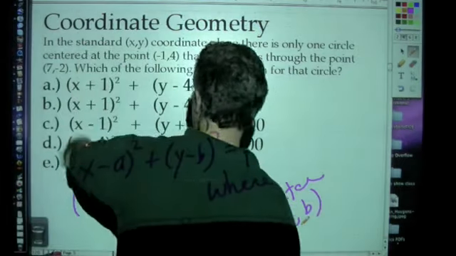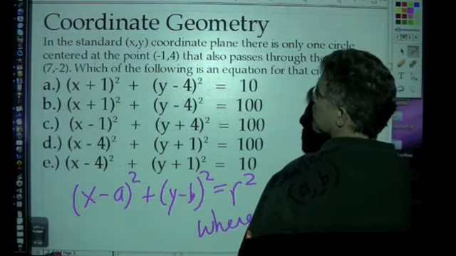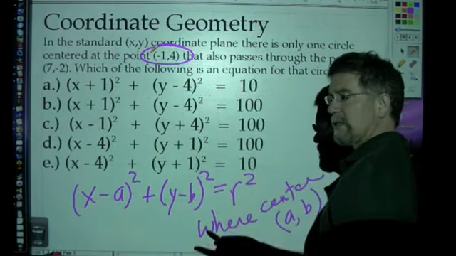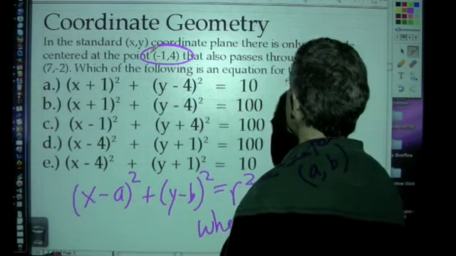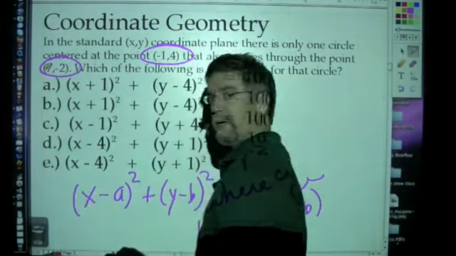So, knowing that information, it says in the standard xy coordinate plane, there is only one circle centered at the point (-1, 4). Well, there's my a and my b. a is -1, b is 4. That also passes through the point (7, -2). Now this will allow me to get my r.